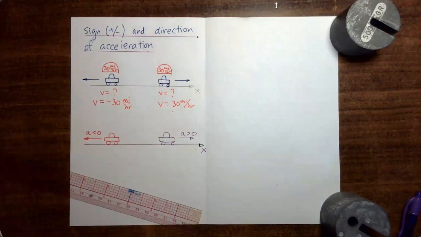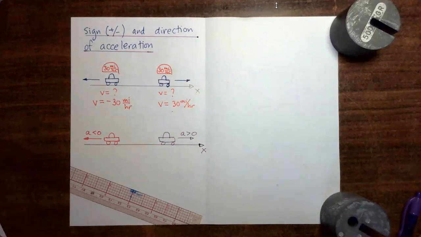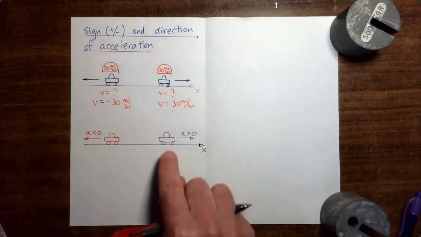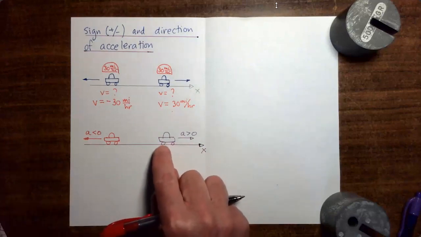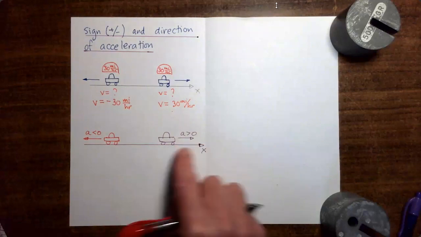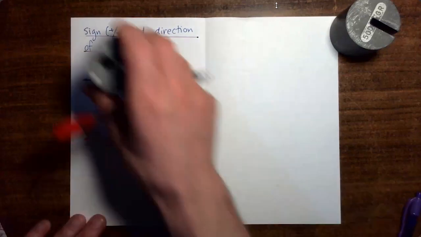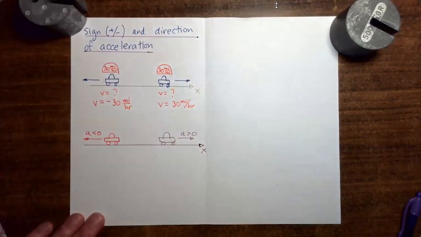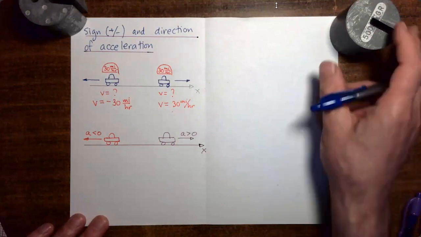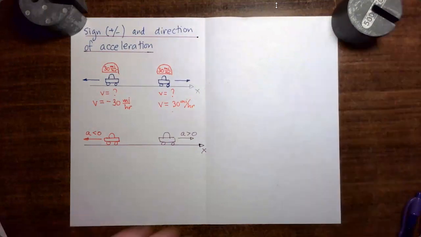Now, this seems straightforward enough, but the real thinking is going to be in determining whether an object is accelerating to the right or accelerating to the left. Fortunately, for an object moving in a straight line, we have a straightforward way of determining the direction of the acceleration. So I'm going to give that to you now.